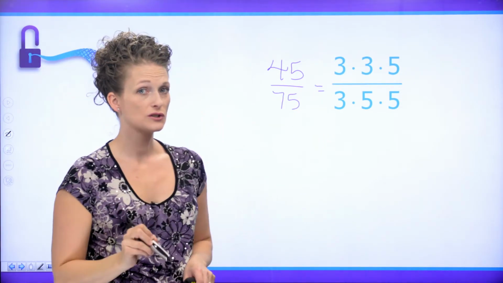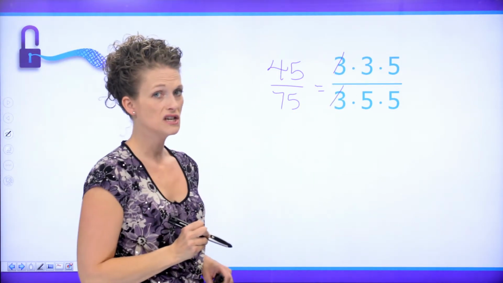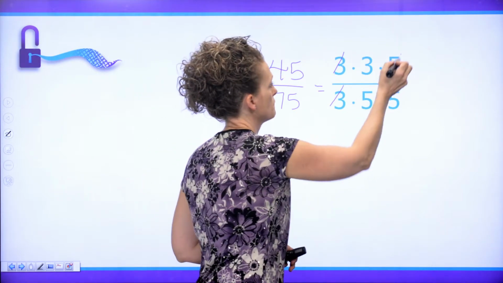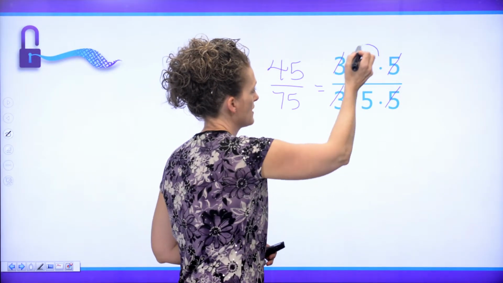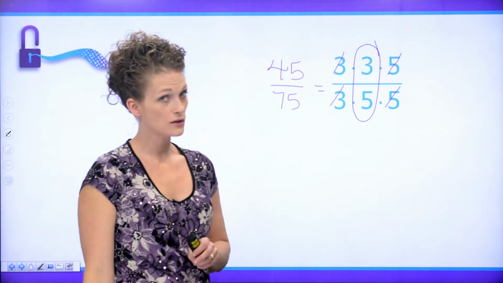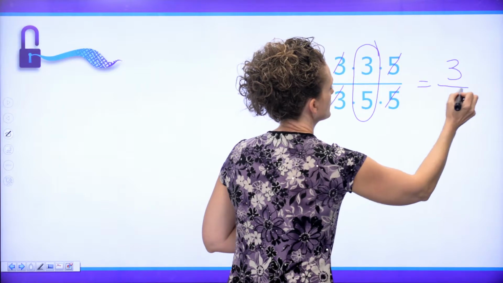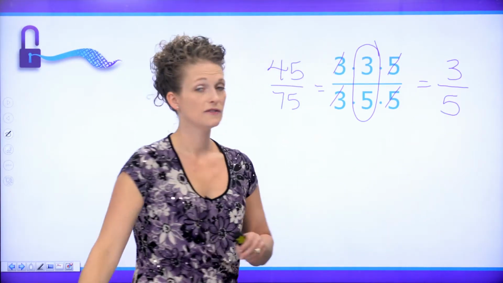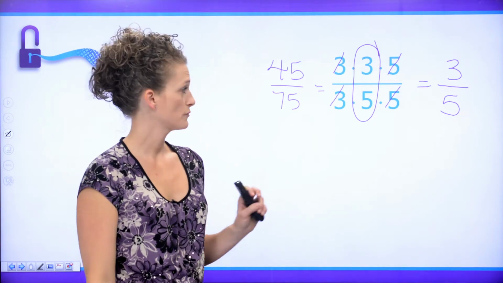So now what we're going to do is cancel off. 3 divided by 3 is 1. 5 divided by 5 is also 1. So here's what we have left. We can't cancel those guys. So 45 over 75 is equal to 3 over 5.